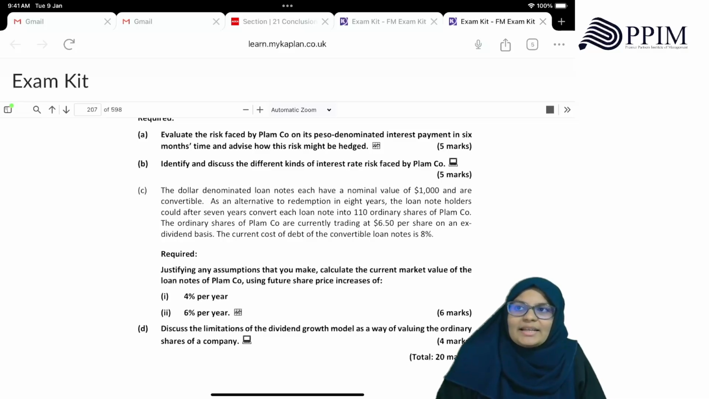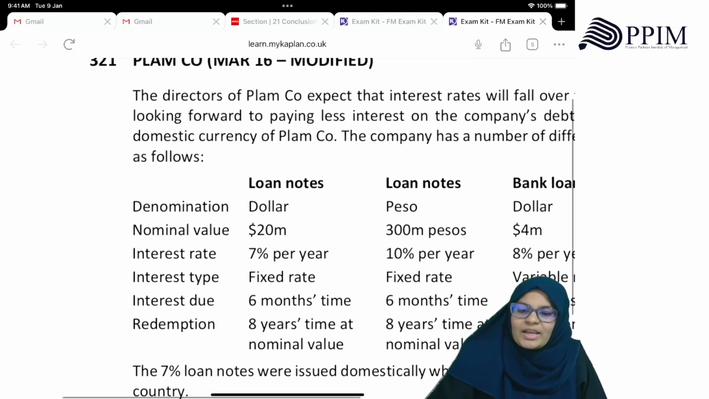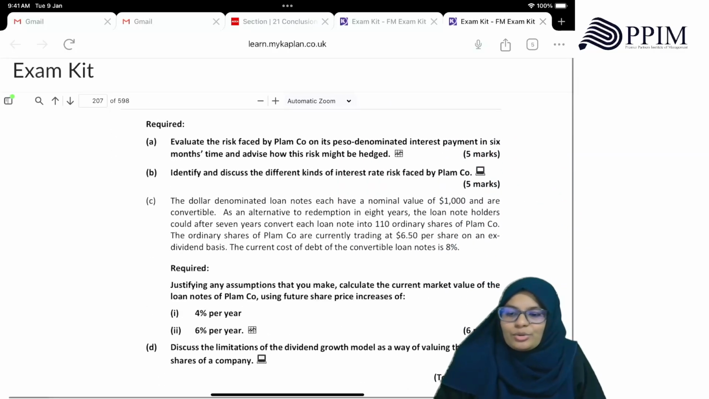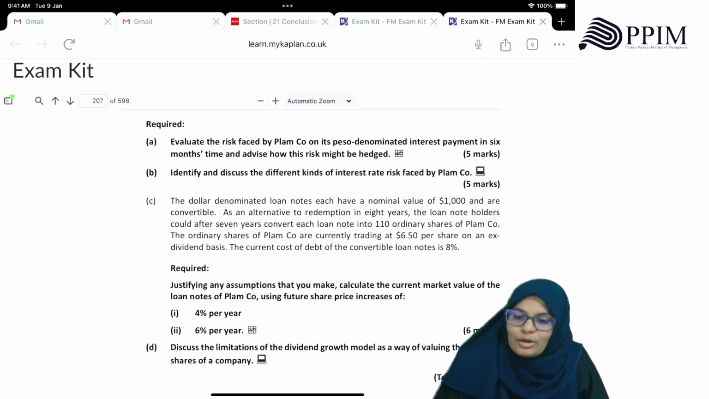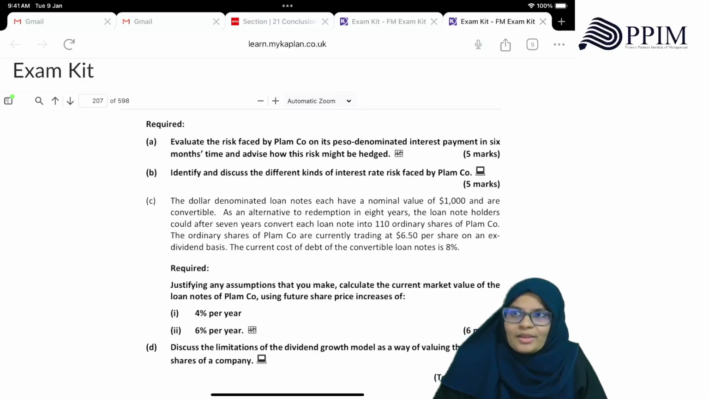So they're saying as an alternative to redemption in 8 years. So if you look at the dollar loan note, this first one, you're supposed to redeem in 8 years time at nominal value at $1,000. You're supposed to redeem. But they're saying you have another option because it's a convertible. You can go ahead and as an alternative, the loan notes could be converted to 110 ordinary shares. Okay, so it says as an alternative to redemption in 8 years, the loan note holders could after 7 years convert each loan note into 110 ordinary shares of PLAM company. The ordinary shares of PLAM are currently trading at 6.5 per share on an ex-div basis. Current cost of debt is 8%.